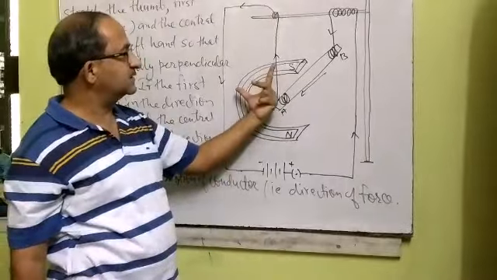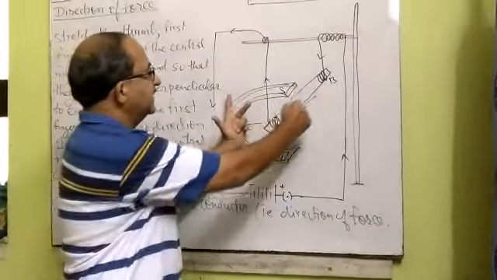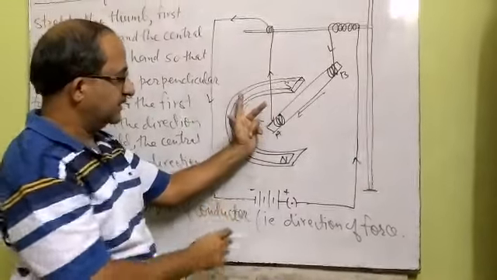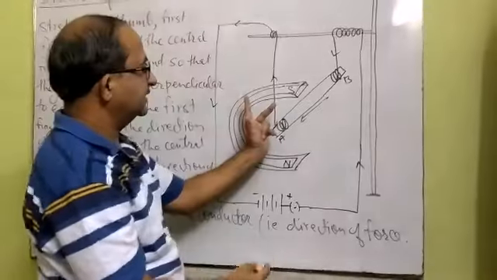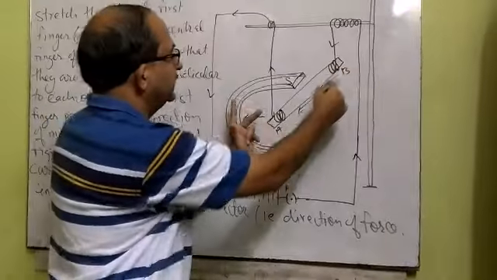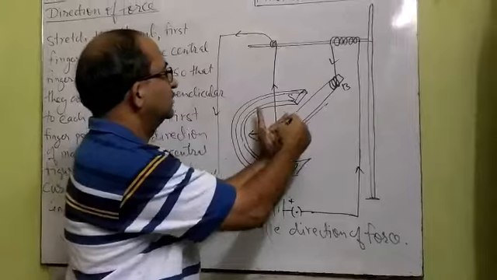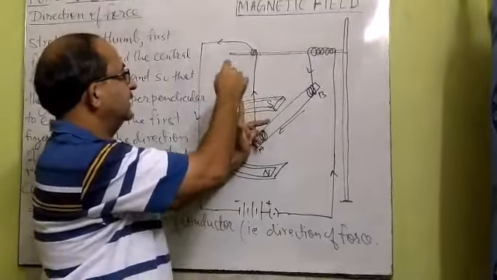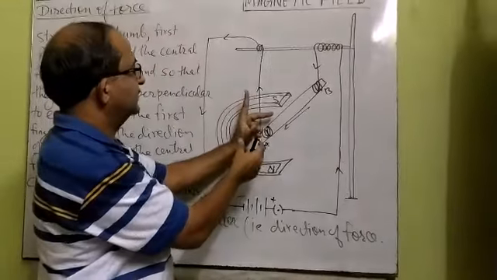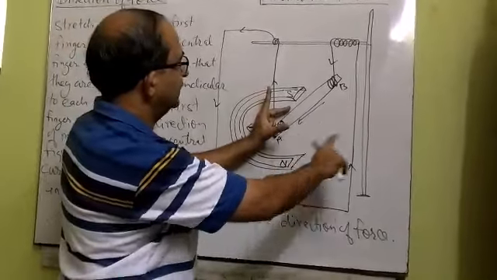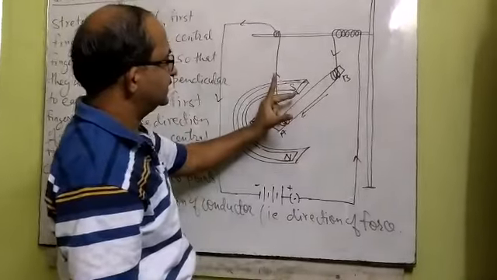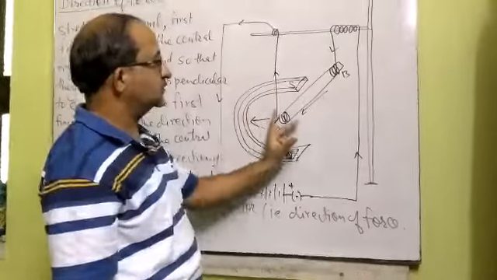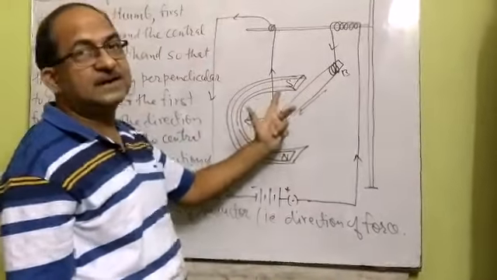Now just by reversing the direction of current, means from A to B, if we reverse the polarity of the battery, means positive here, negative here, in that case the current will pass from A to B. So we will keep the middle finger towards A to B, and this index finger, means forefinger, will remain again in the upward direction. In that case, this thumb will point towards the right side. Means in this way, the direction of motion of the coil will be reversed by reversing the direction of current.